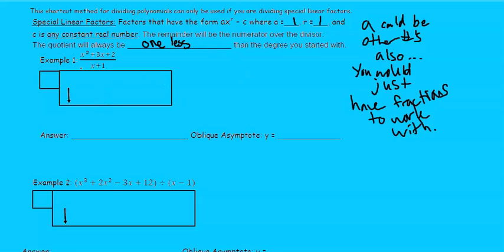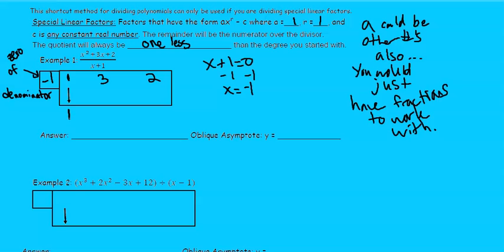Here are our examples. Example 1, we have x squared plus 3x plus 2 all over x plus 1. To find this number in here, it's going to be the 0 of the denominator. So we're going to set x plus 1 equal to 0, subtract 1 from each side, x equals negative 1. So we're going to put negative 1 in the box right here. Now in this first row, we're going to put the coefficients of the numerator. We have 1x squared, 3x's, and 2 constants.